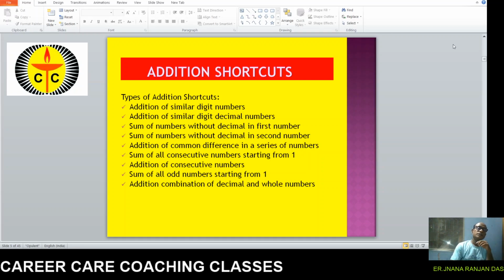In these addition shortcuts, you have to remember the addition of similar digits, addition of similar digits with decimal numbers, sum of numbers without decimal in the first number, sum of numbers without decimal in the second number, addition of common difference in a series of numbers, sum of all consecutive numbers starting from 1, addition of consecutive numbers, sum of all odd numbers starting from 1, and addition of a combination of decimal and whole number.